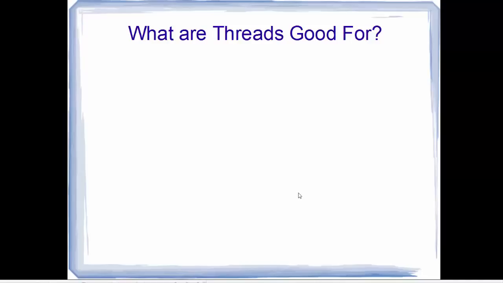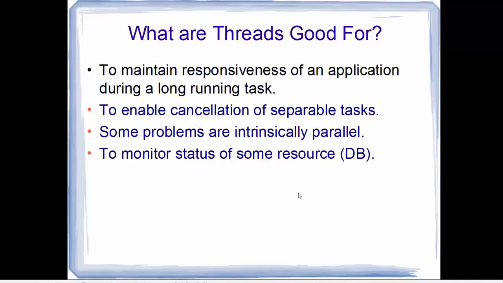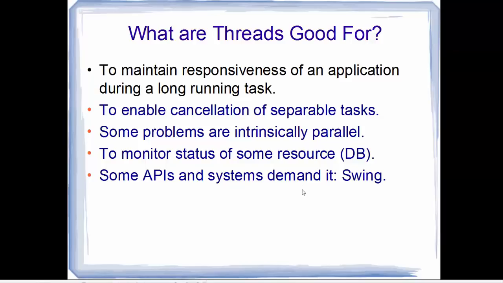Now, where are threads good for? There are different situations in which threads are good. First of all, to maintain the responsiveness of the application during a long running task. For example, you write a program which collects some data from some device, and you want to give this data on the basis of a request from a client. So you want to collect the data in parallel with catering to the client's request. In this situation, you can use threads, right?